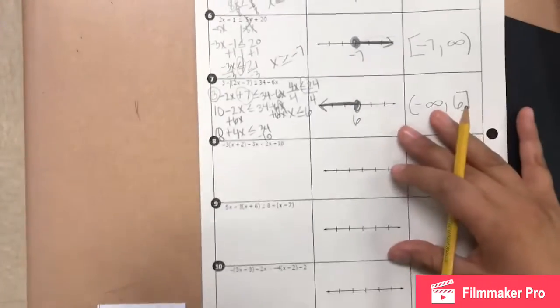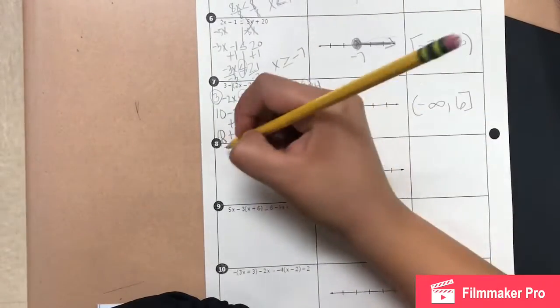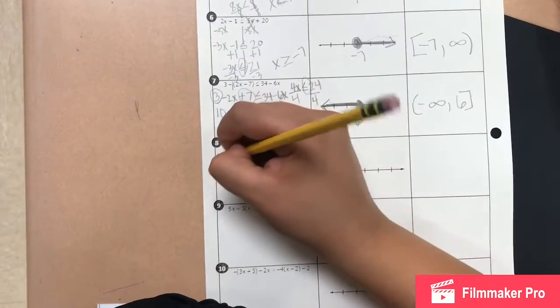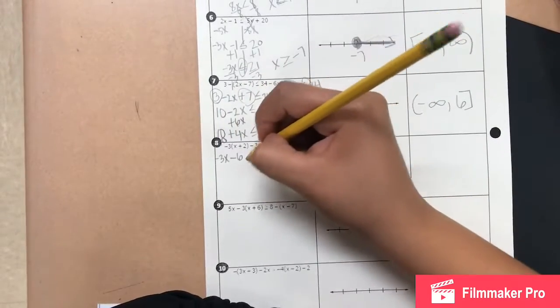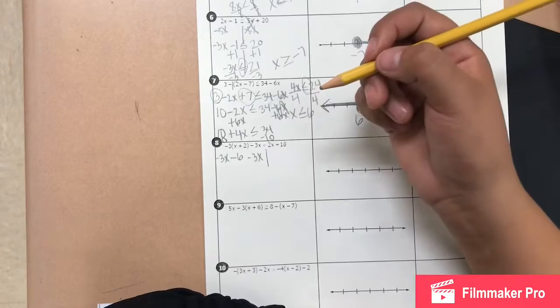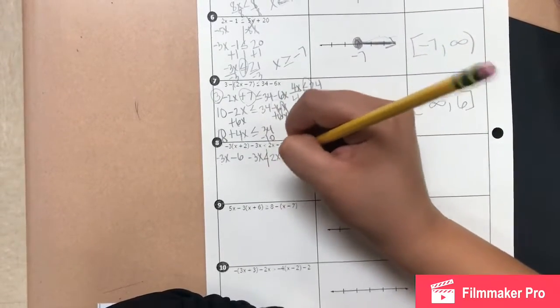Okay, a few more questions, same old practice. I distribute first, so I have negative 3 times x is negative 3x. Negative 3 times positive 2 is minus 6. I bring down this negative 3x because it wasn't included in the parentheses, is less than 2x, that's plus 18.